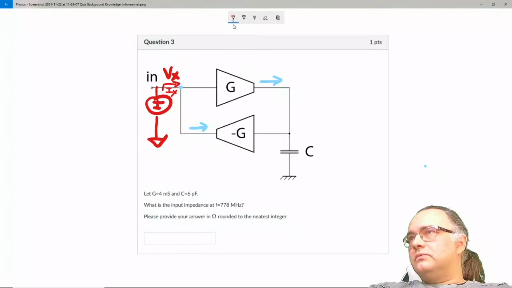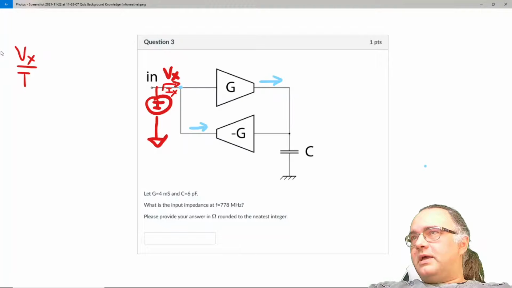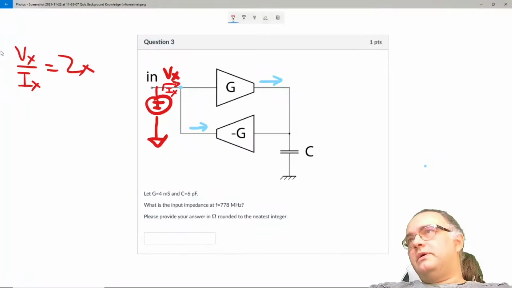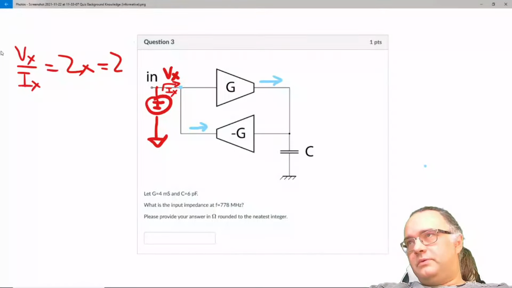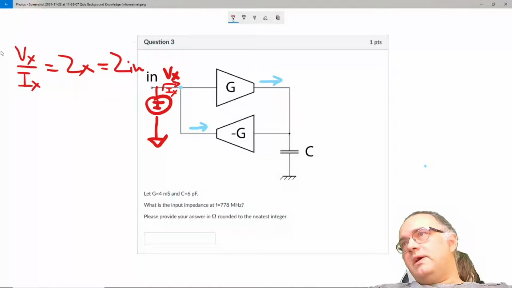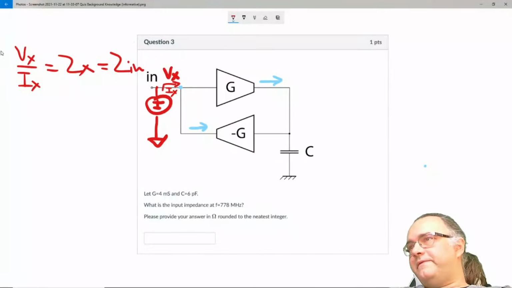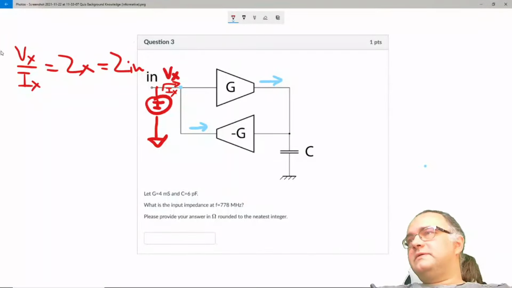The ratio Vx divided by Ix will be actually the impedance at the point that we analyze, Zx, which in this case will be the input impedance. Once we calculate this, we have the parameters of the circuit, and we will get the answer. So let's analyze what's going on here.